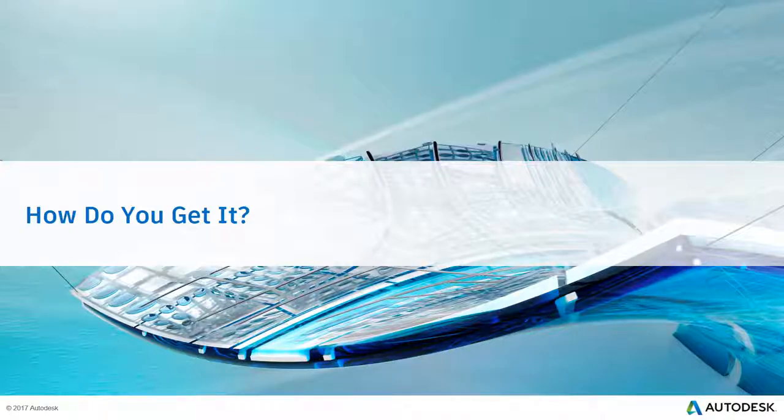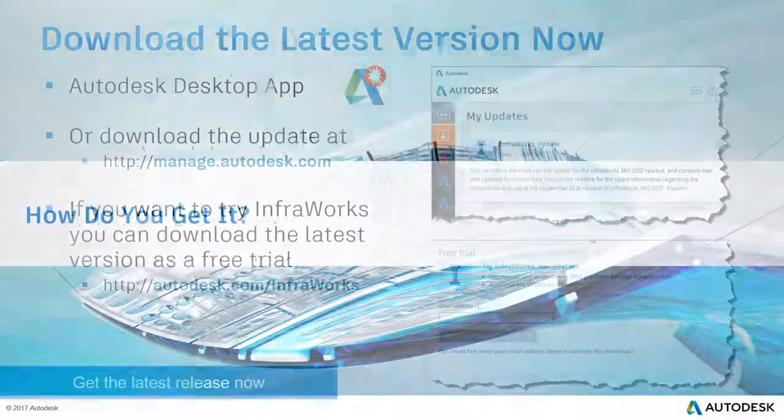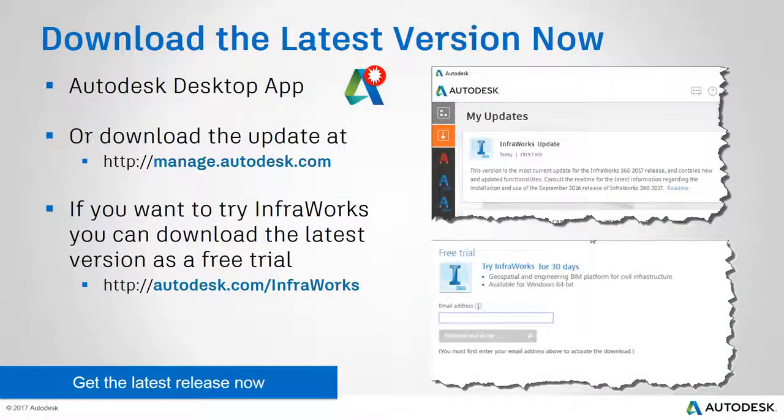So now that you're excited to get your hands on the latest features in this new release of InfraWorks, how do you get it? Just like before, you can look to your Autodesk desktop app to notify you that there's an update available for your InfraWorks software. Or, if you can't wait, you can go to manage.autodesk.com, log in with your credentials, look for the update, and download it from the site.